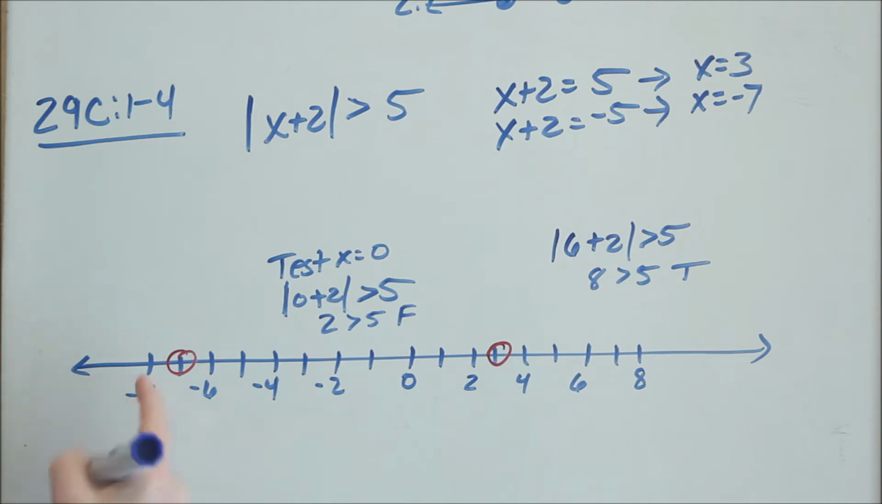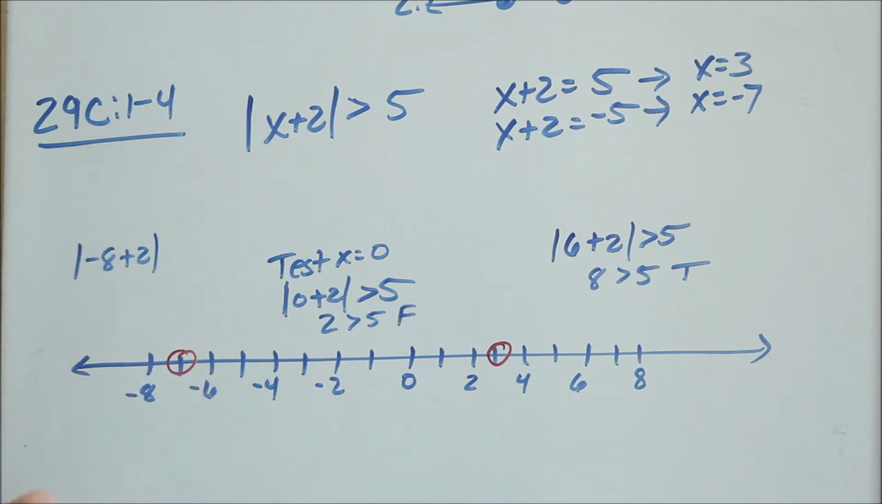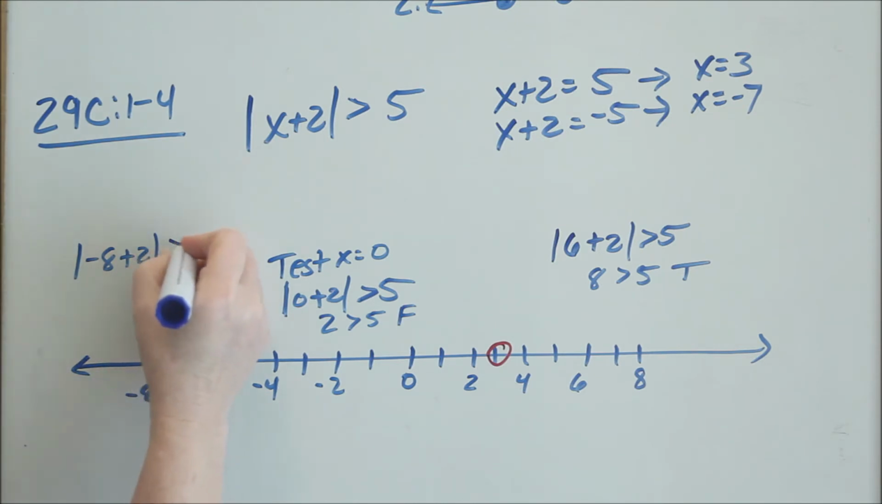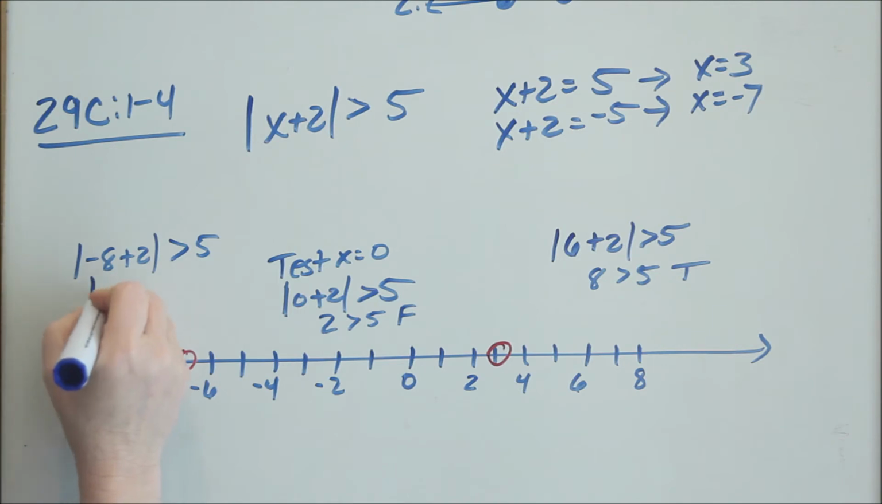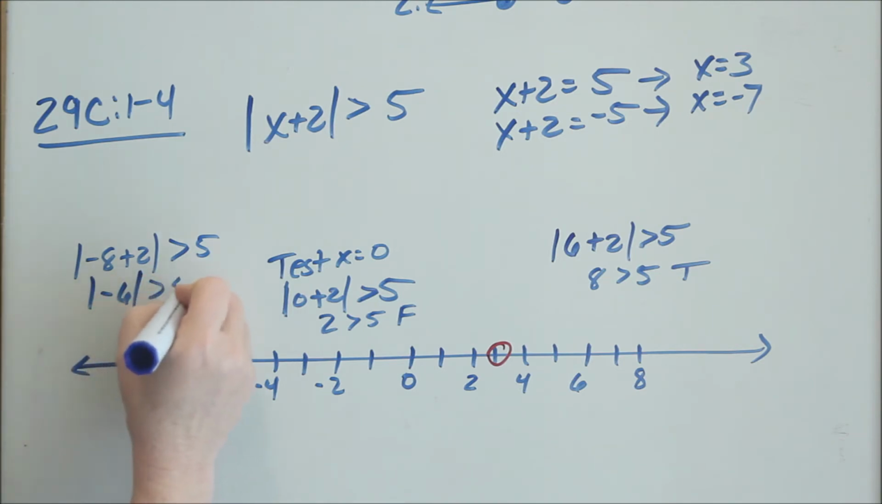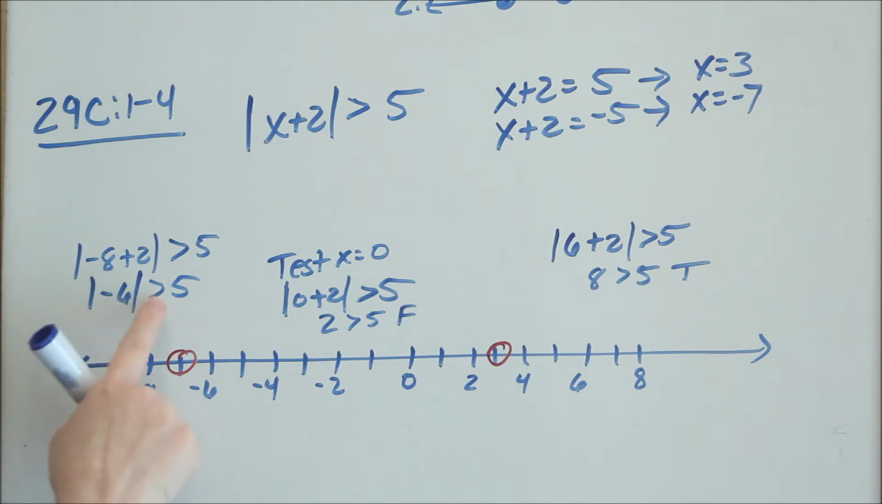Okay, go pick something over here outside this point. Let's pick negative 8. So that would be negative 8 plus 2. I'm putting in whatever I'm picking for x. It's greater than 5. Negative 8 plus 2 is negative 6. Is the absolute value of negative 6 greater than 5? Yes, because the absolute value of negative 6 is a positive 6, and 6 is greater than 5.